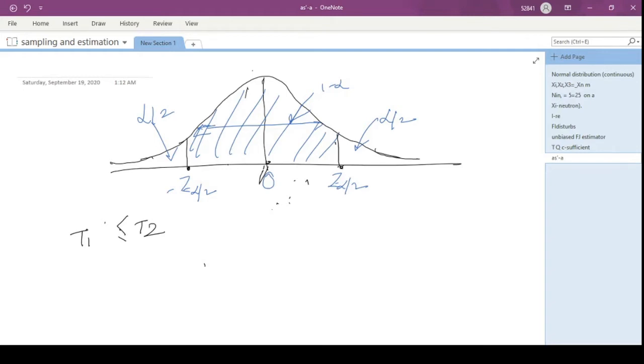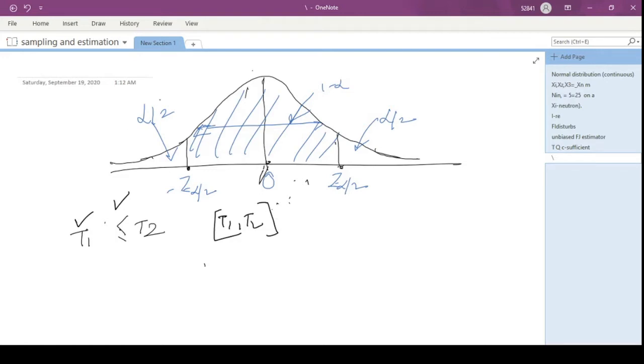To understand this, let us say we have two statistics T1 and T2, and T1 is less than T2. What is the probability that the random interval T1, T2 includes the true value of the population parameter theta? If I have two statistics T1 and T2, what is the probability that the true value of population parameter theta is included in the interval T1 and T2?